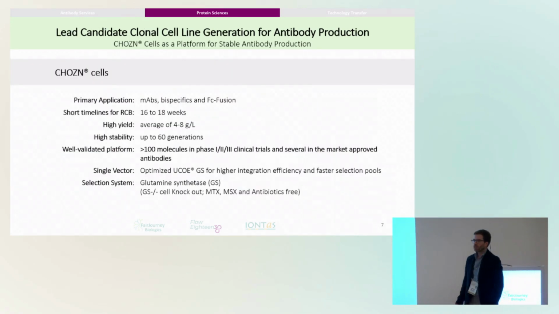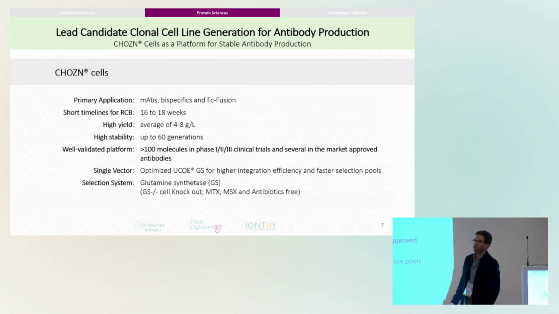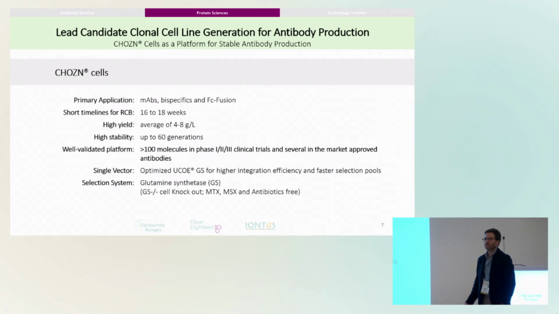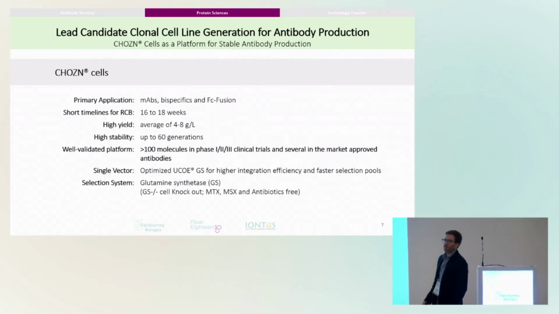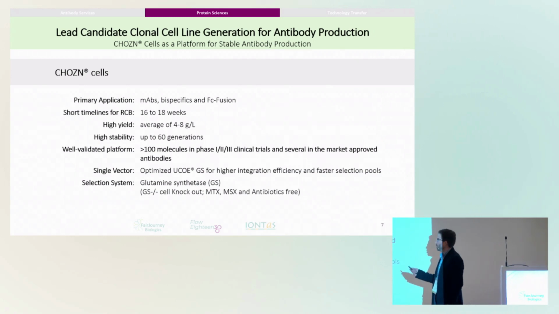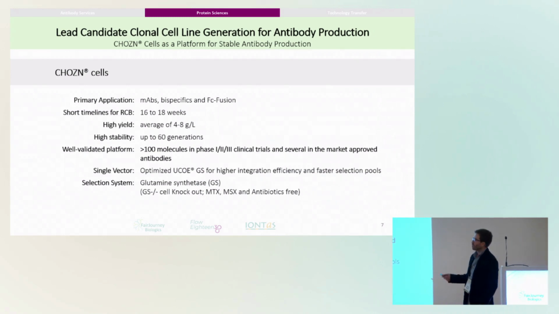For this, the platform that we are setting up in the company is a platform that is licensed from Merck Sigma with the chosen cells. Here you have an overview of the characteristics. They can be used for monoclonal antibodies, bispecifics, or Fc fusion productions.